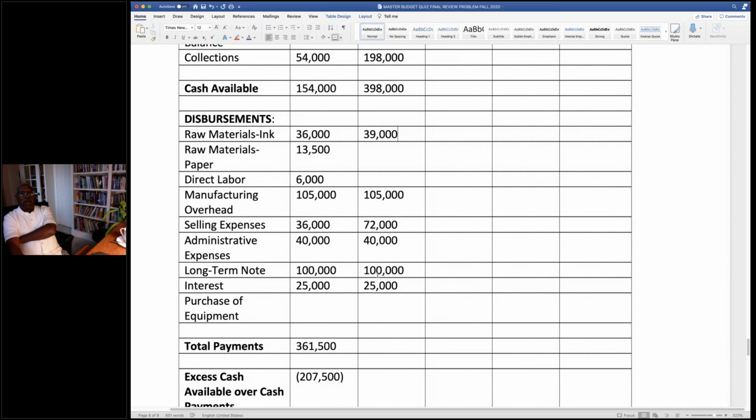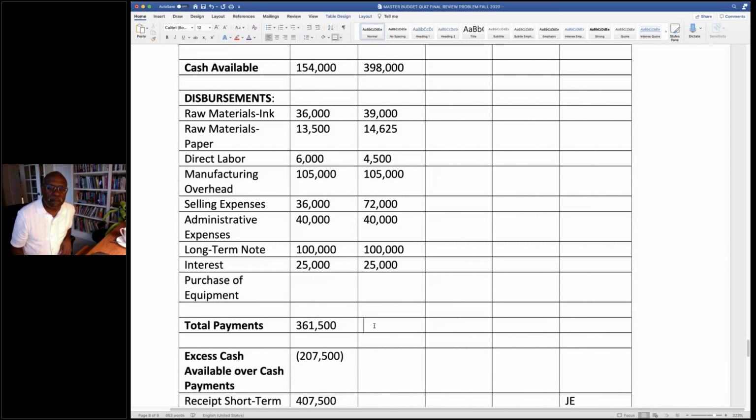Anyway, how much paper? Did anyone get 14,625 for the total payment? Yes. How much the labor? Did anybody get 4,500? Yep. Now, can you add them all up? Get your total payments?